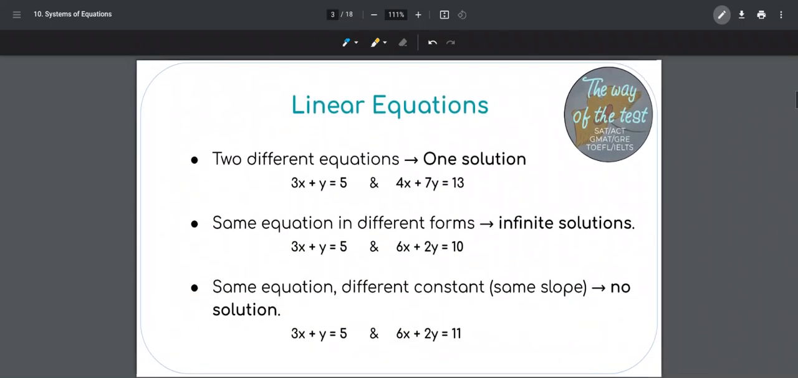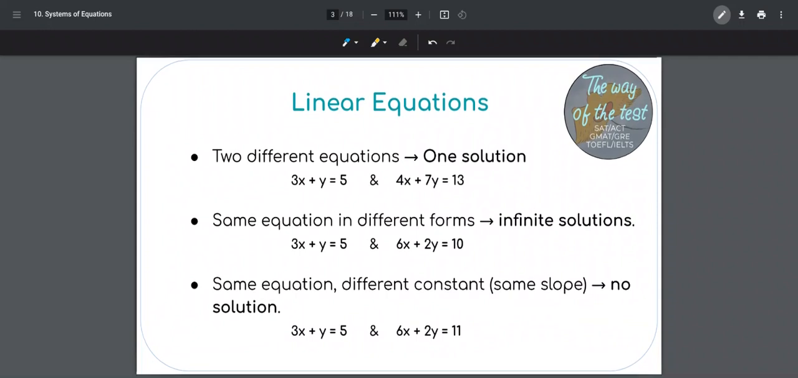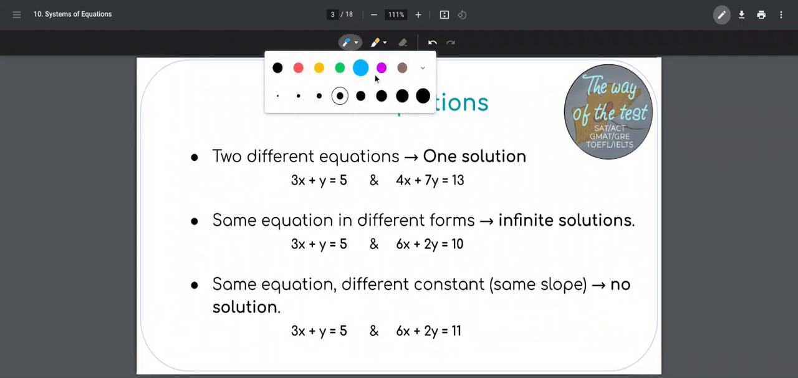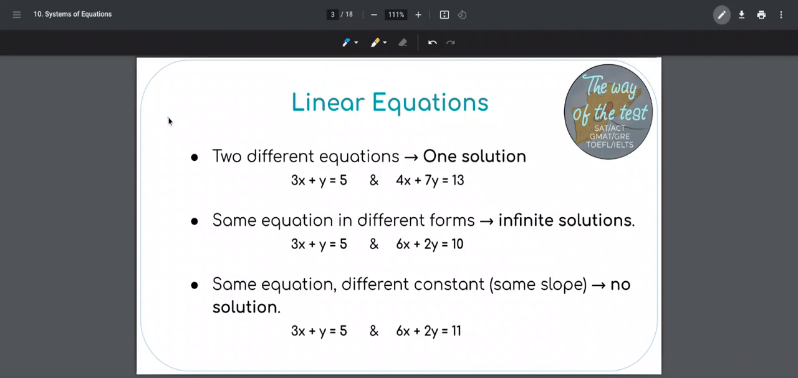Okay, linear equations. We're going to work with systems of linear equations. So when we have two different equations, let's say 3x plus y and 4x plus 7y, and they are equal to different things, it means there is one solution for this system of equations.